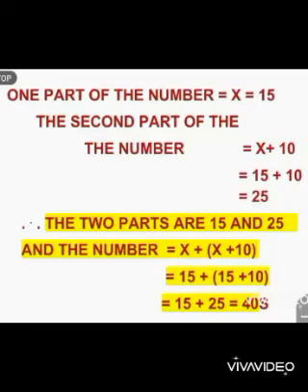Still you have to calculate the number. So how to find the number here? The number is nothing but the sum of the two parts. One we have considered as x, another as x plus 10. x means 15, x plus 10 means 15 plus 10, 25. 15 plus 25 is how much here? 40. So the two divided parts are 15 and 25, and therefore the required number is 40.